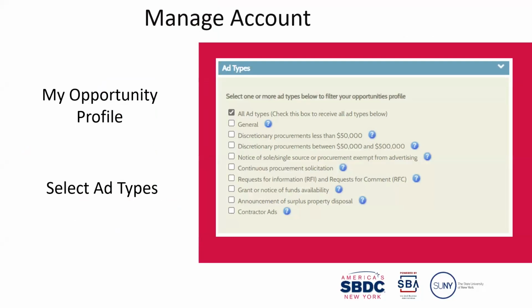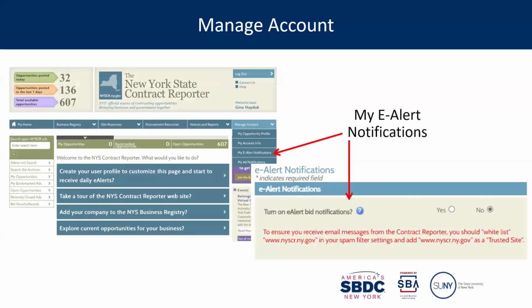The last thing in My Opportunity Profile is to select the ad types you prefer to have sent to you. You can choose all, one, or a few, whichever suits your needs. And you can go back in and change this, because you will get a lot of emails depending on which option you choose that fits your categories. Next, you will decide if you want electronic notifications or not. And this is a personal preference, and you can turn it on or off as it suits your business.